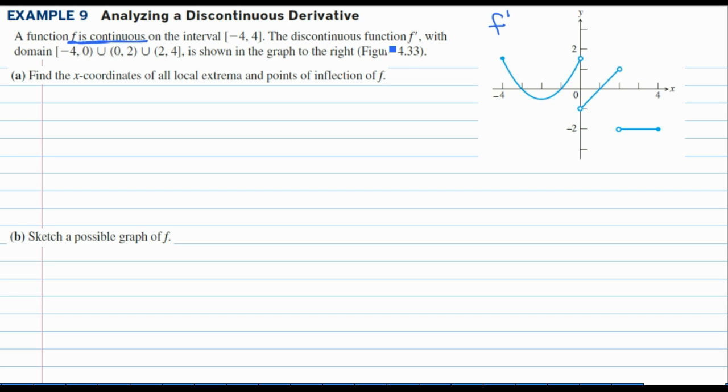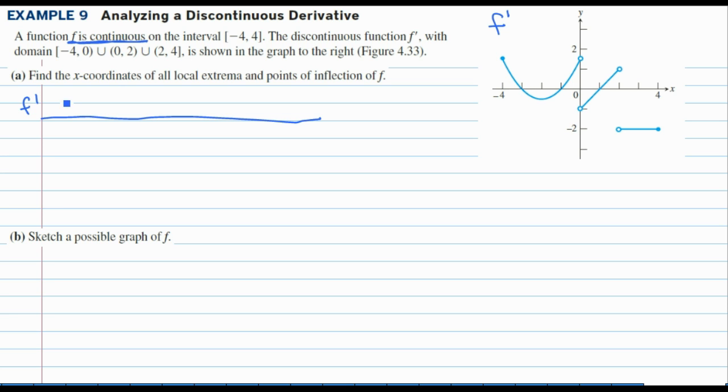The discontinuous function f prime with domain that is shown in the graph to the right. So I marked that as f prime, so I know I'm not looking at f or f double prime. Find the x-coordinates of all local extrema and points of inflection of f. Okay, so I'm going to have to test f prime for positive and negative values, which means I need to know all of the values where f prime changes sign.